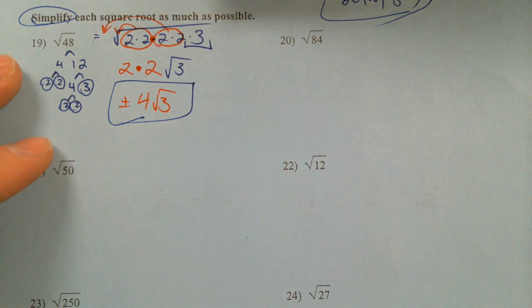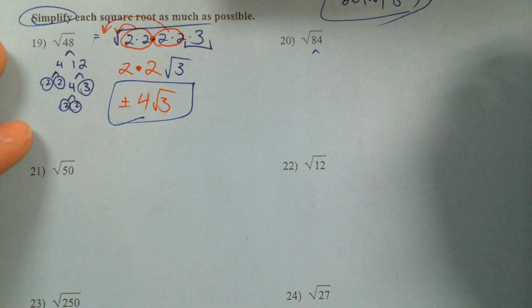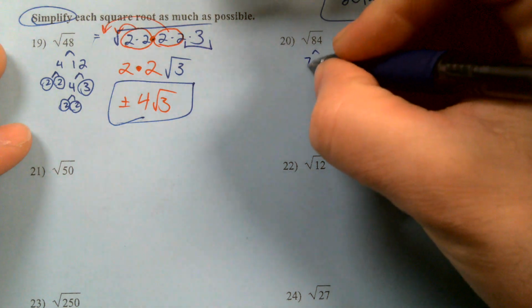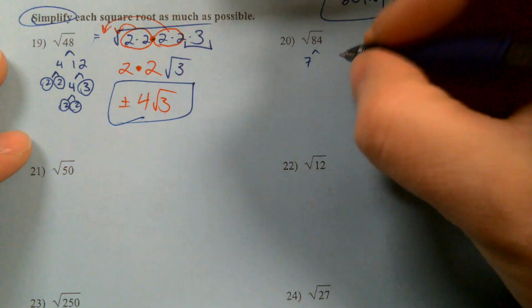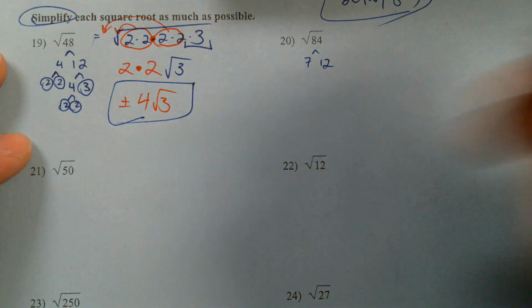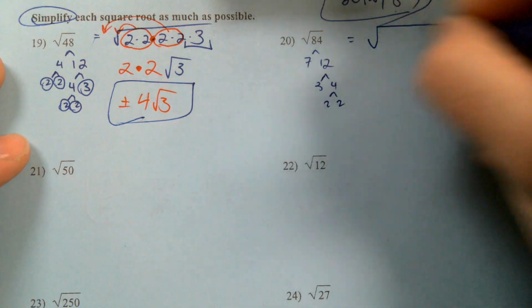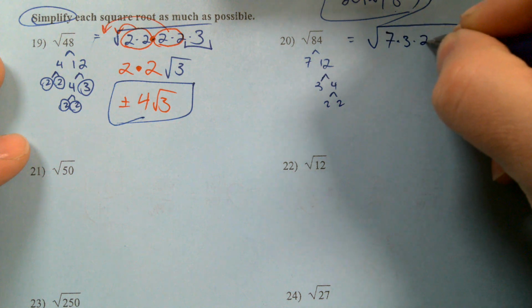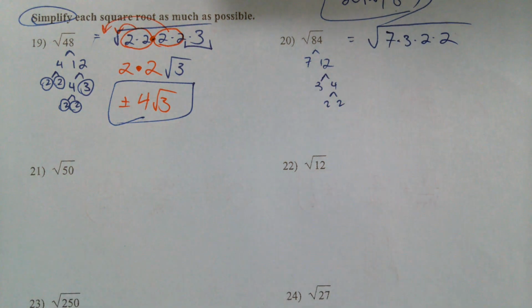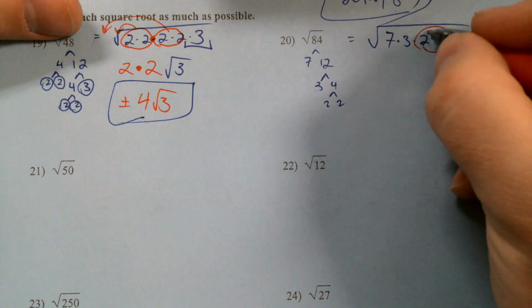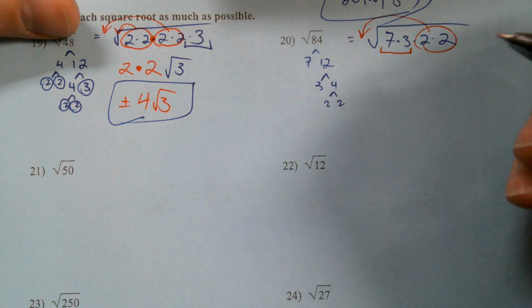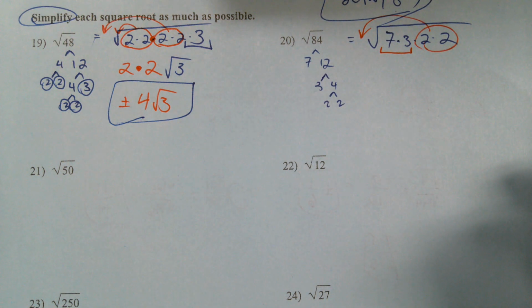All right, let's break up 84. 84, that's going to be, what, 7 times 12? 12 is 3 times 4. 4 is 2 times 2. So this one we've got 7 times 3 times 2 times 2. We've got a pair of 2's that can get brought out. And what's left behind now is a 7 and a 3.